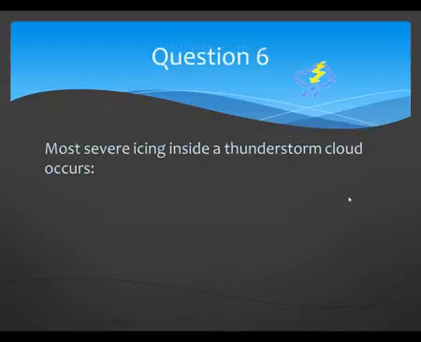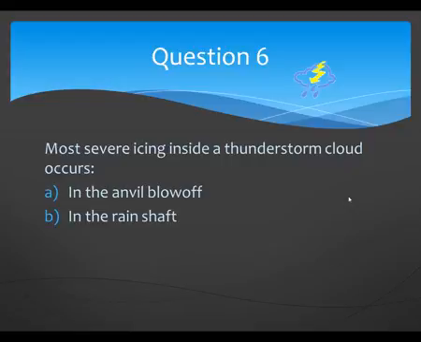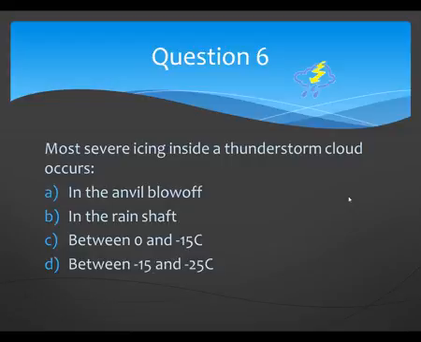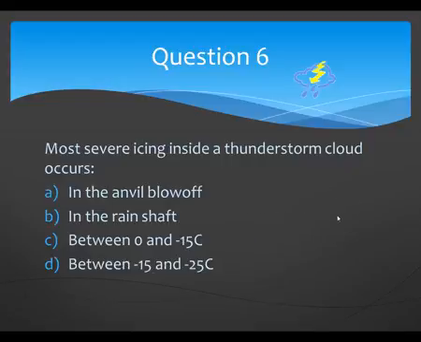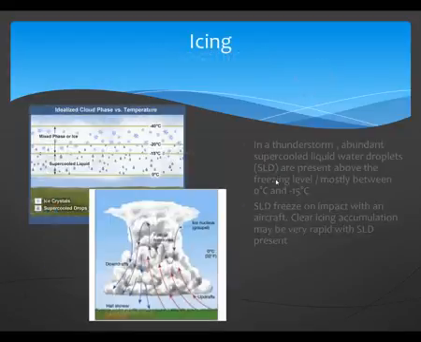So question 6. Most severe icing inside a thunderstorm cloud occurs in the anvil blow-off, in the rain shaft, between 0 and minus 15 degrees, or between minus 15 and minus 25 degrees. Which is it? The answer is C, between 0 and minus 15.